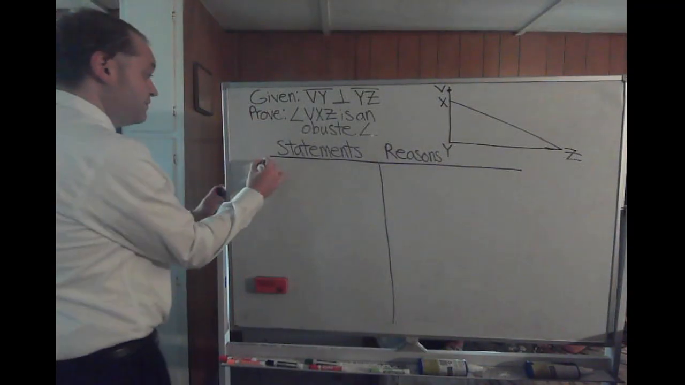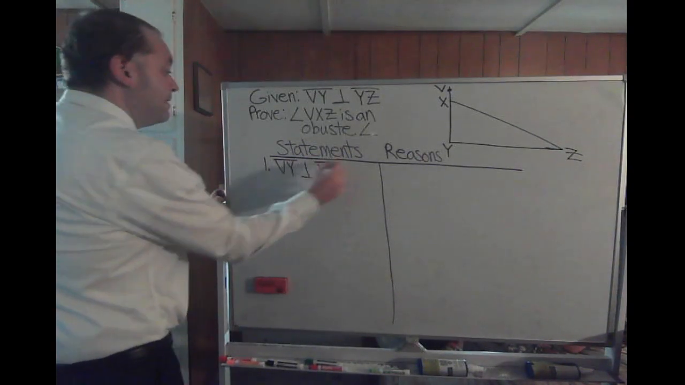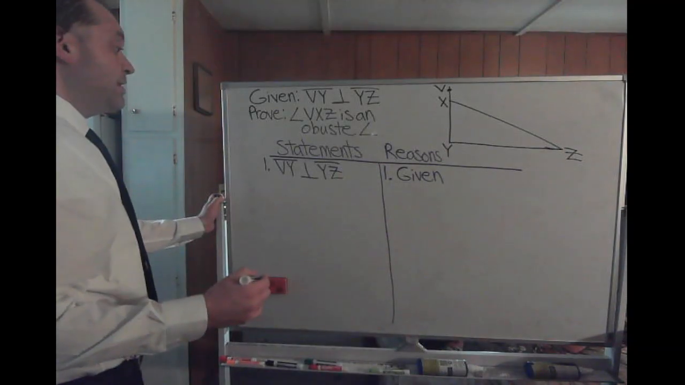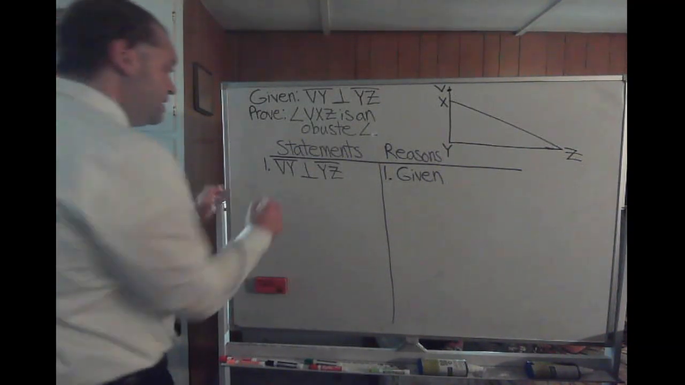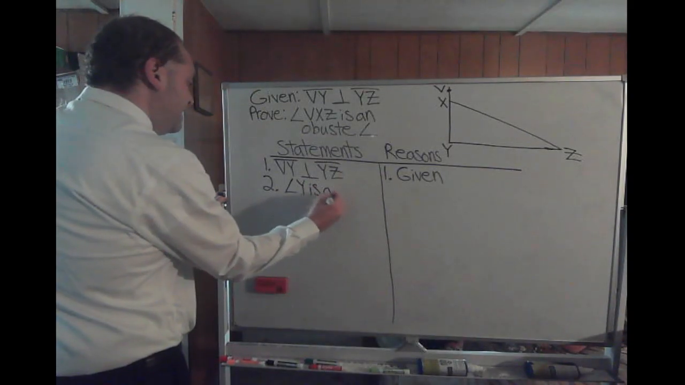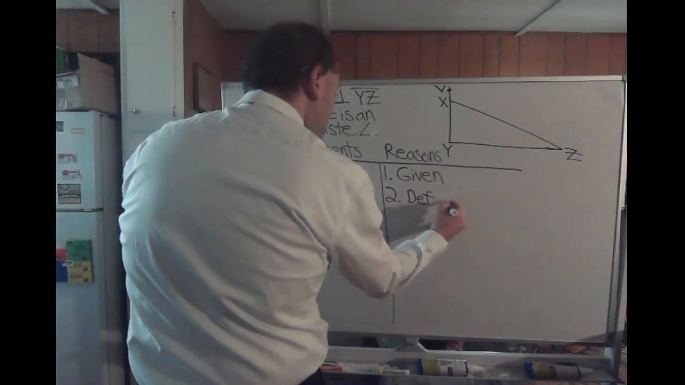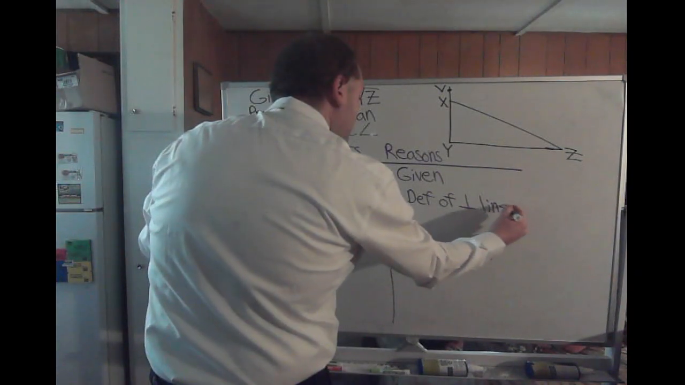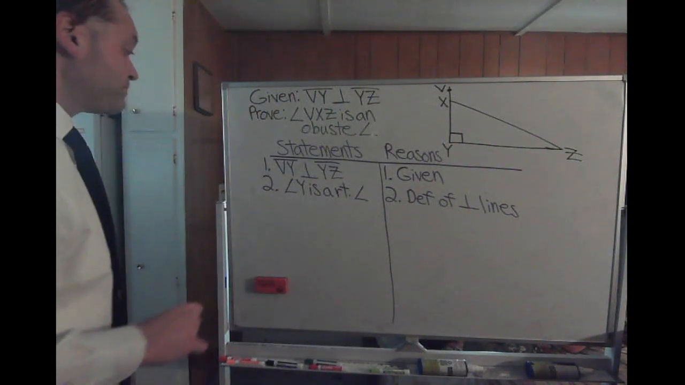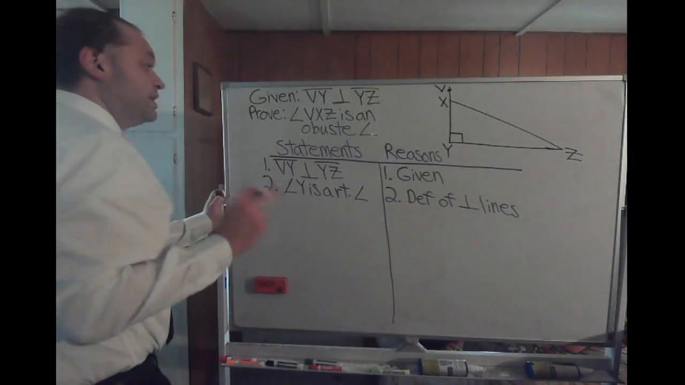Alright, so we're given for statement 1 that VY is perpendicular to YZ. That, of course, means it's given to us. What can we deduce from VY perpendicular to YZ? We can deduce then that angle Y is a right angle, by the definition of perpendicular lines. In fact, let me put that right angle marker, the perpendicular marker there to aid us. Okay. Well, where do we go from there?